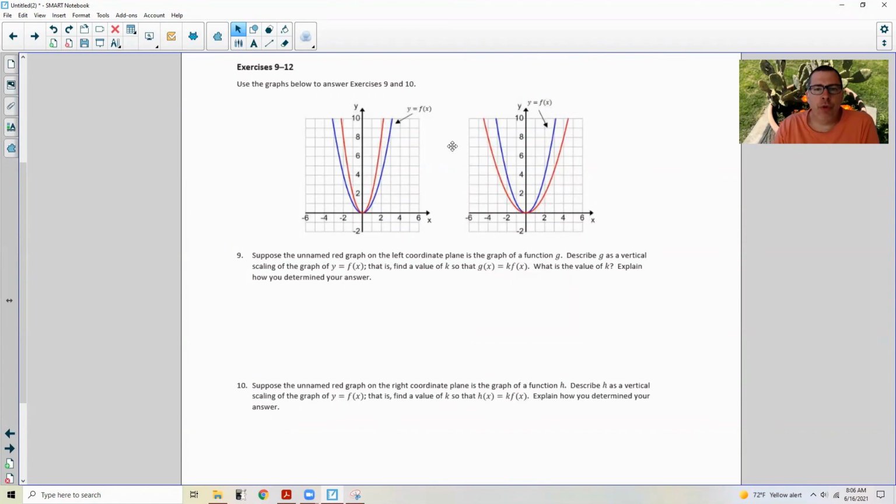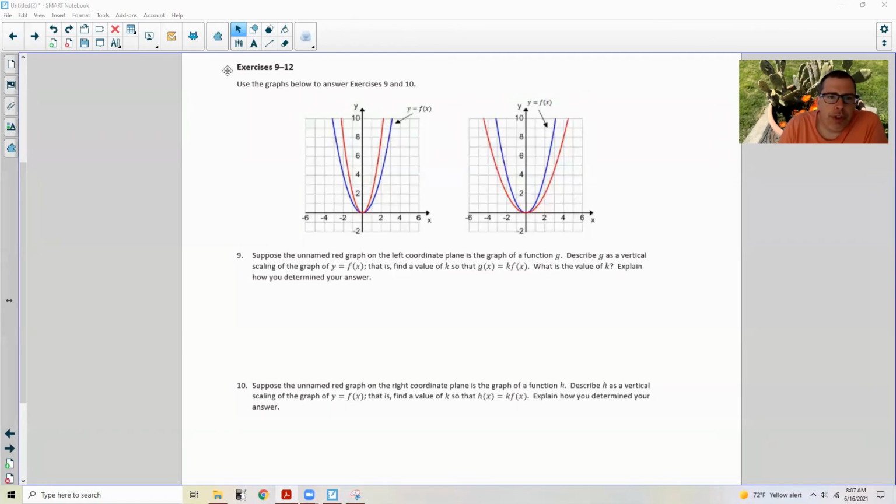Okay, here we go. So we have y equals f of x, the blue, here and here. Then we have a red function as well. 9 says, suppose the unnamed red graph on the left coordinate plane is the graph of a function g. Describe g as a vertical scaling of the graph of y equals f of x. That is, find a value of k so that g of x equals k times f of x. What is the value of k? Explain how you determined your answer.